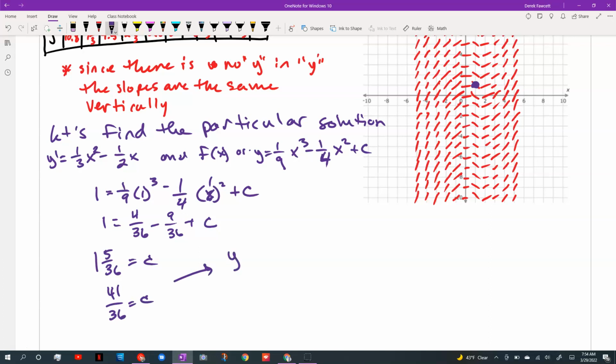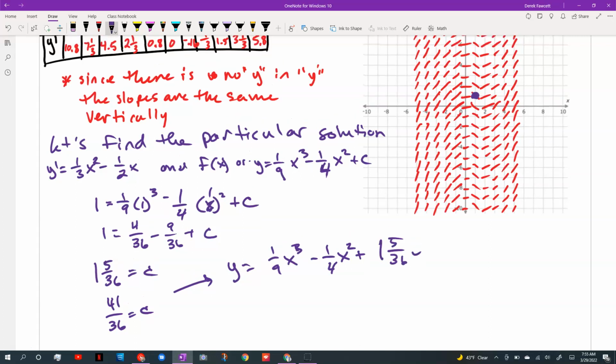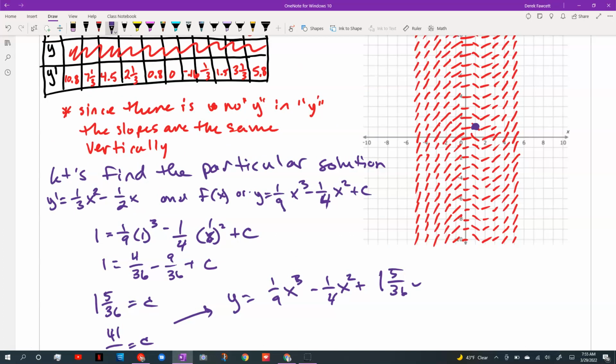And so our exact solution is y equals 1/9 x to the third minus 1/4 x squared plus, no longer c, sorry. We know what that c is. It is 41/36, or 1 and 5/36. Okay, that's the exact solution. And so what that should do is, when we graph it, it should go exactly through. We can sketch it here, but I'm going to show you on the graph. It's kind of ugly, but it looks something like this. Kind of follow those curves around. And we're going to take a look at what this actually looks like on a graph.